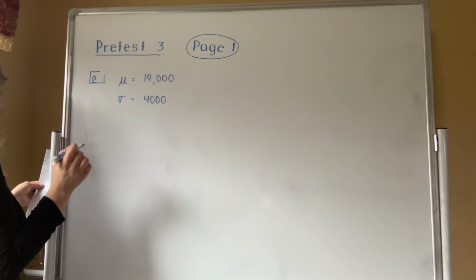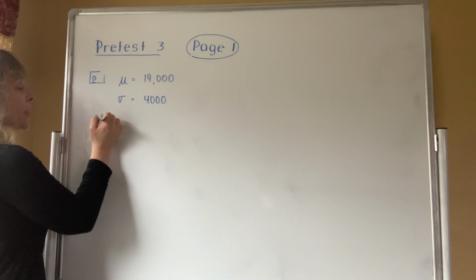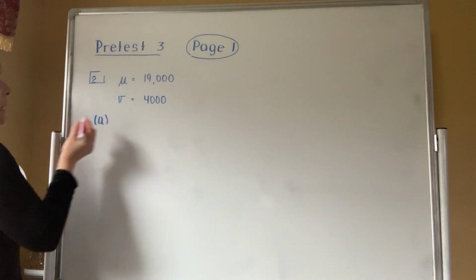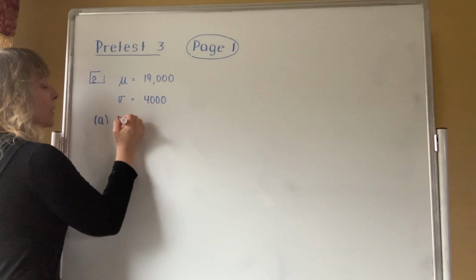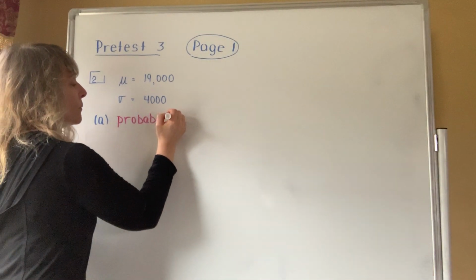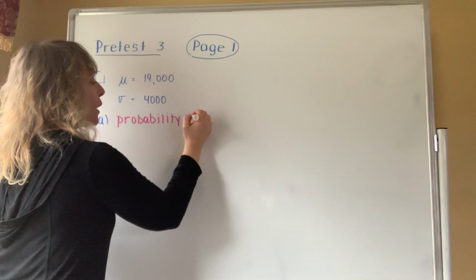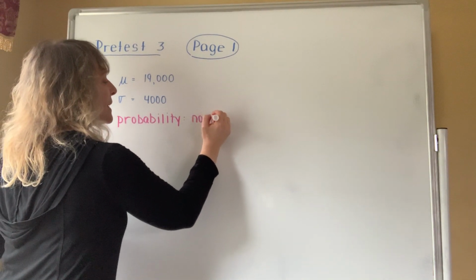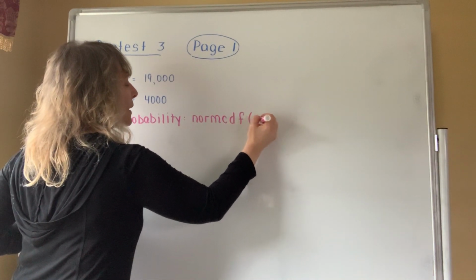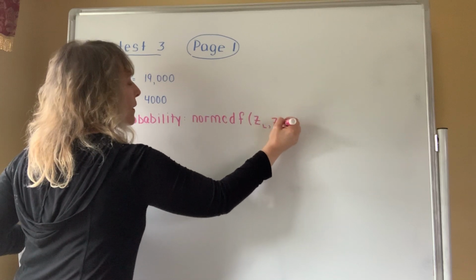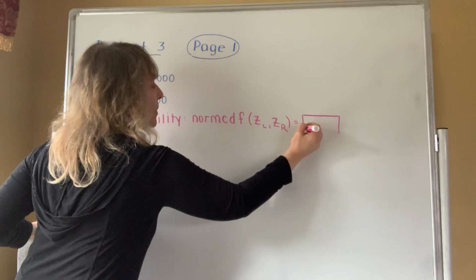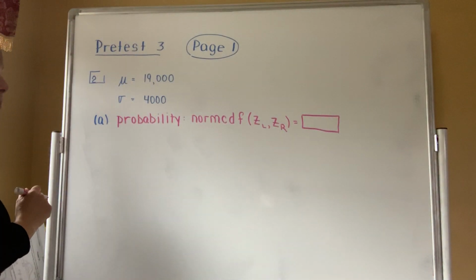Okay, it says in part A, what is the probability? But once again, before we start, and remember, we're just reviewing, if they ask for probability, you are required to do normal CDF from the z-score on the left to the z-score on the right. And whatever answer you get, that's the probability. So keep in mind, that's your game plan.